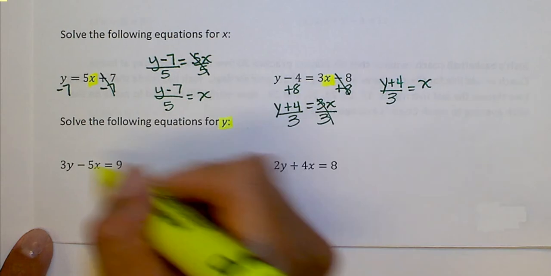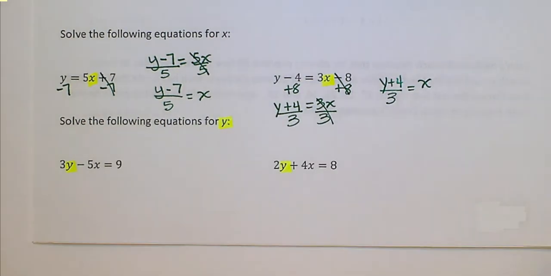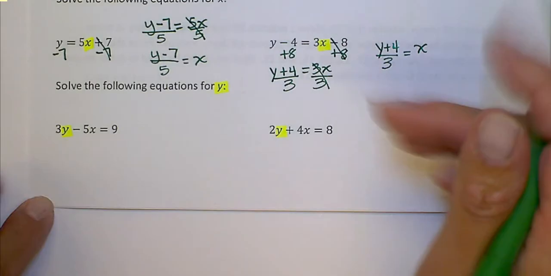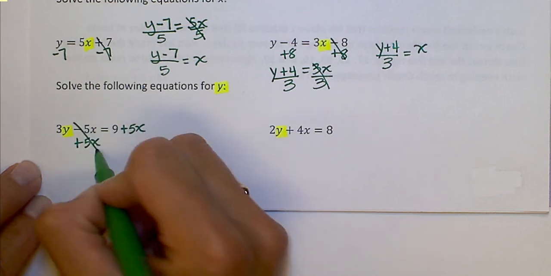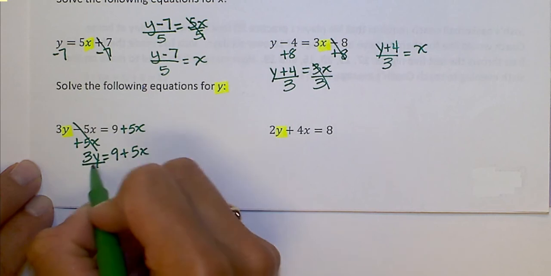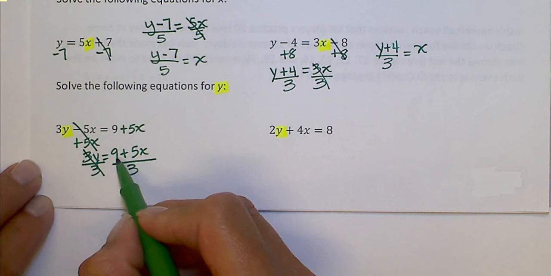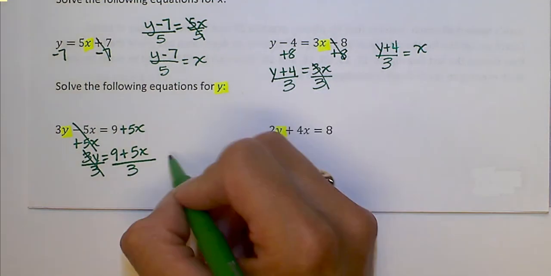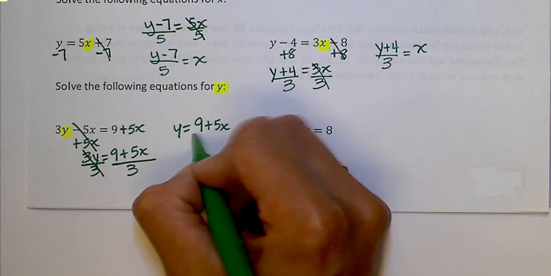So just make sure you pay attention to which variable it's asking you to solve for. So for this first one, I am going to add 5x to both sides, and then I get 3y equals 9 plus 5x, and now I'm going to divide by 3. Now it's everything divided by 3, not just the 9. So we have y equals 9 plus 5x all divided by 3.